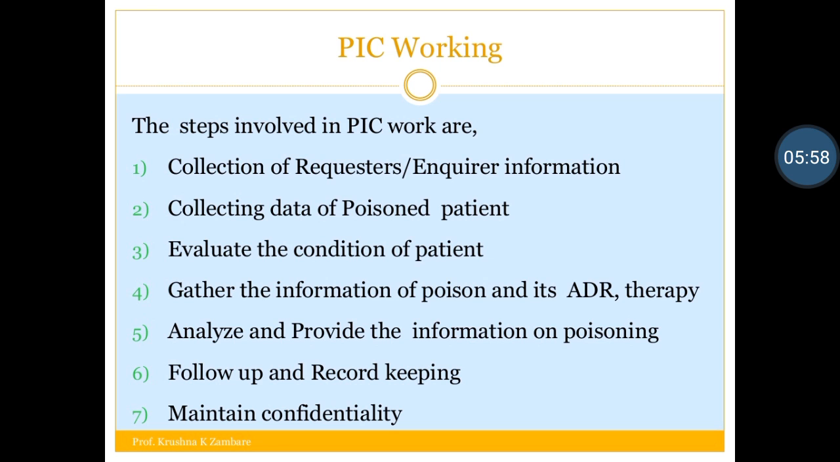Then gather the information on the poison, its adverse drug reactions and its therapy. Gather the information on which type of poison it is. There are many classifications of poison, such as chlorinated poisons and phosphorus poisons. What are the adverse drug reactions? Poison will damage the body, and the extent of the damage can be assessed or evaluated. Therapy: which type of therapy should be given. Generally atropine is recommended for these poisoning cases.